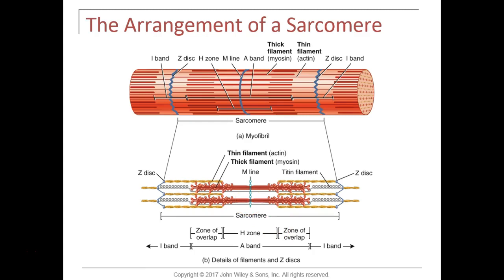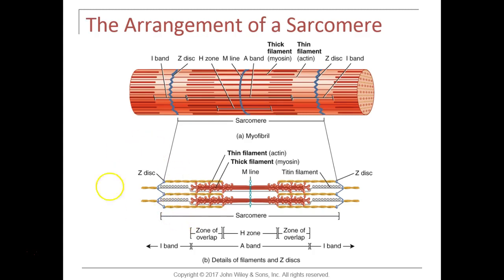Skeletal muscle and cardiac muscle is striated, so we have these repeating sarcomeric units in this fashion, and that's what leads to their striated appearance. Smooth muscle is non-striated. That means they don't have regular repeating patterns of sarcomeric units like this. So I'll talk about that a little bit later.